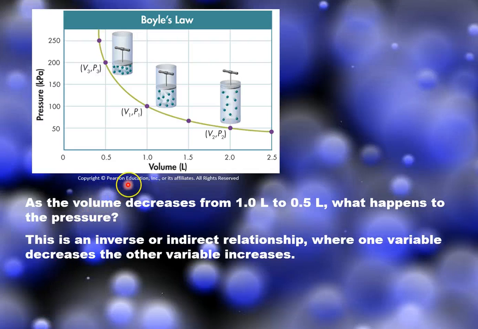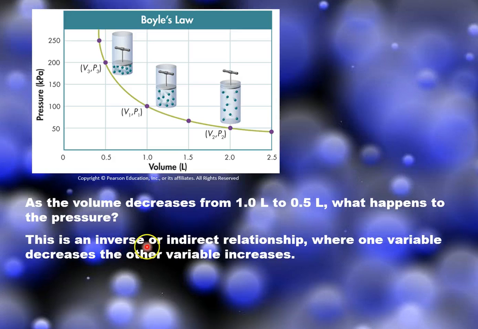Now graphically, if we take a look at this, if we decrease the volume, let's say we go from 1 liter down to a half a liter, what happens to the pressure? Well, we see that the pressure goes from 100 kPa at 1 liter up to 200 kPa at a half a liter. So what did we do? We cut the volume in half and we doubled the pressure.